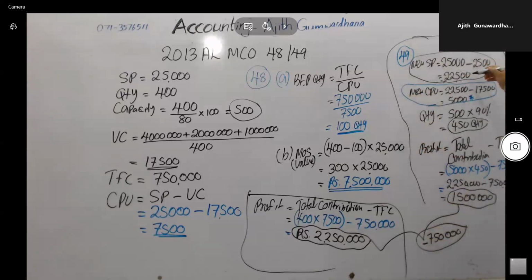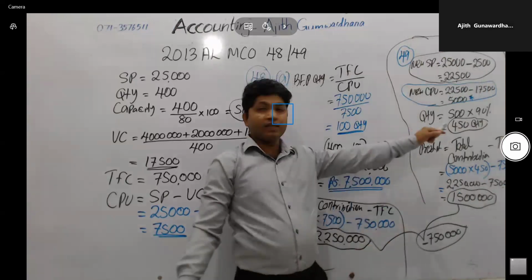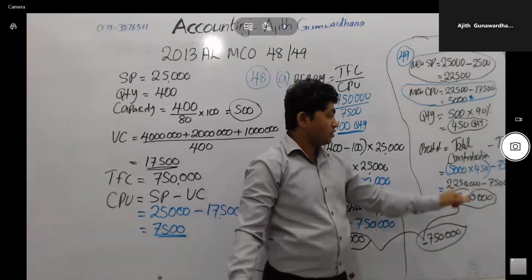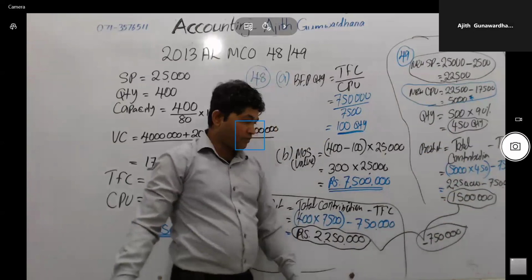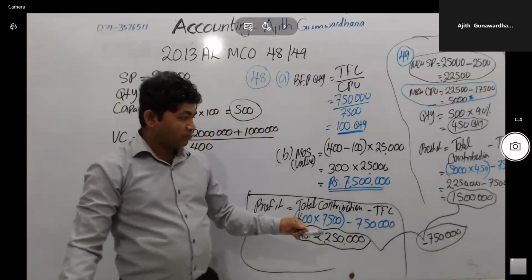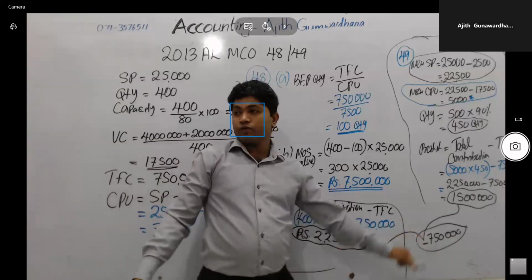Calculate the new selling price. Calculate the new contribution per unit. And quantity also increased to 90% of its capacity. Therefore, quantity can be calculated. Total contribution minus total fixed cost, profit can be calculated. Therefore, there's the net impact on profit after the reduced selling price. Therefore, the answer is profit decreased by 750,000.